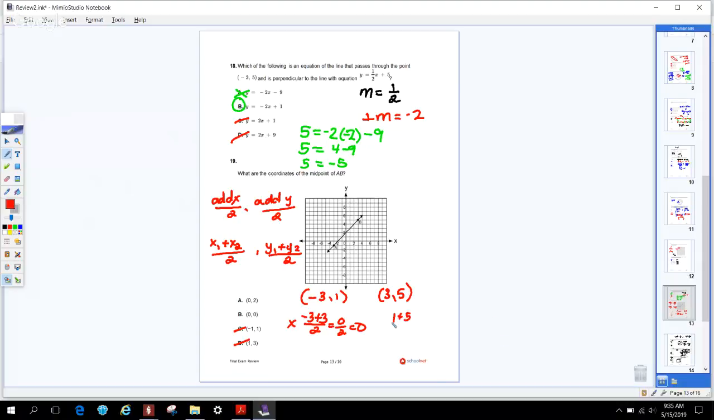Then I have 1 plus 5. 1 plus 5 is 6 divided by 2. That gives me, oh, sugar shoots. What did I do wrong? Oh, this is -1. This gives us 4. 4 divided by 2 is 2. So it's A. That was my mistake.